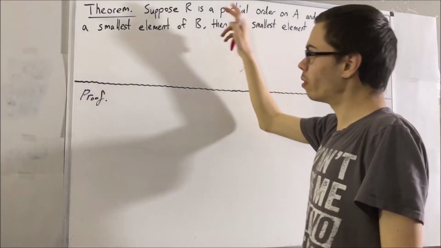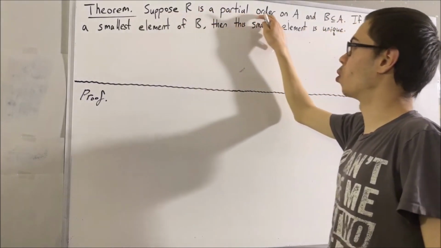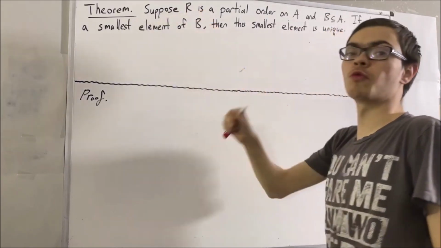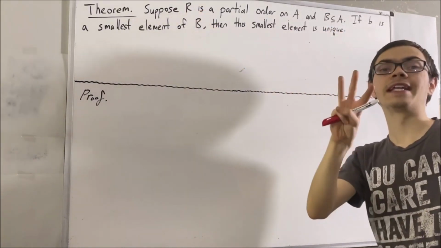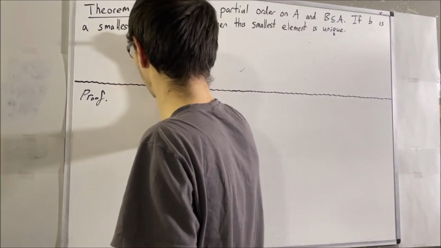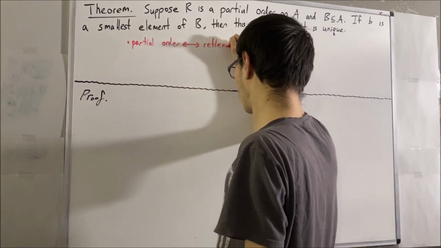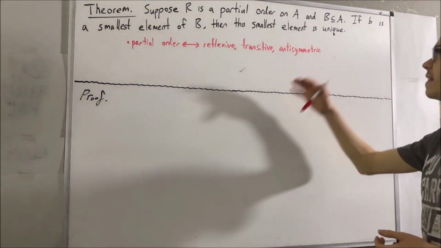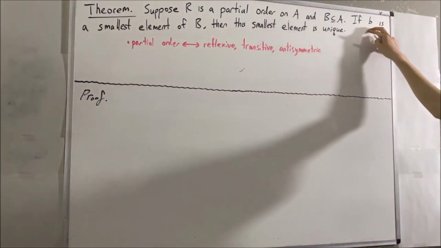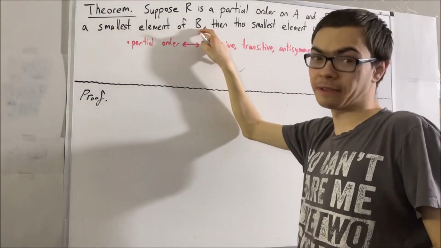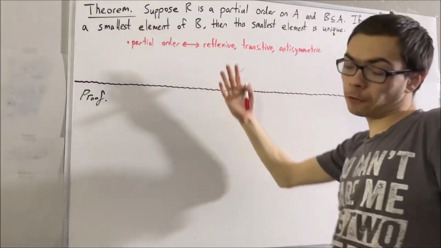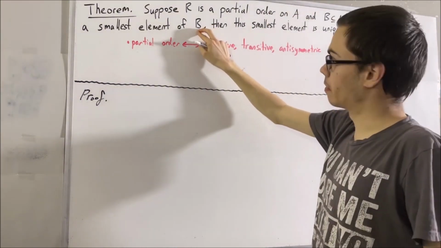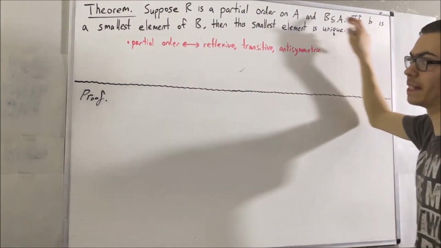Now, before we get into the proof, I would like to mention a few things. First of all, what does it mean for a relation to be a partial order? Well, if you recall, all that means is that our relation is reflexive, transitive, and antisymmetric. And second, what does it mean for little b to be a smallest element of B? Well, if you recall, all that means is for every element x in B, we have that (b, x) is an element of R.